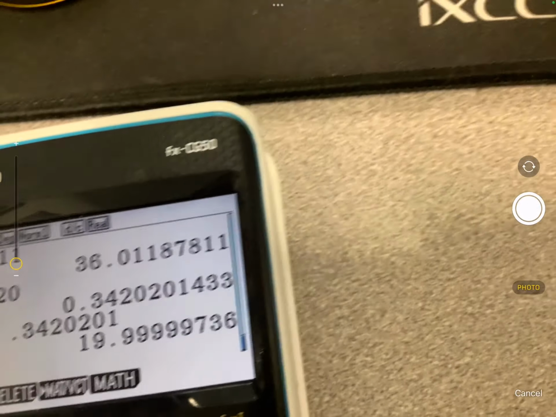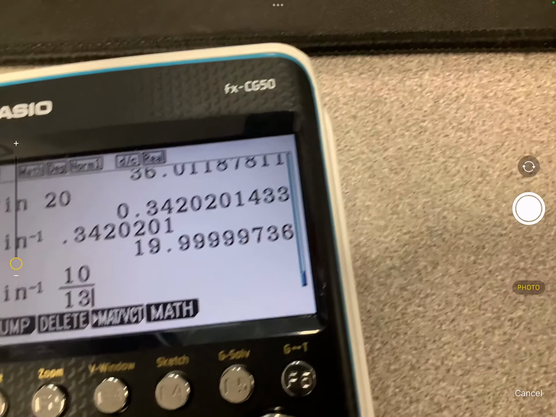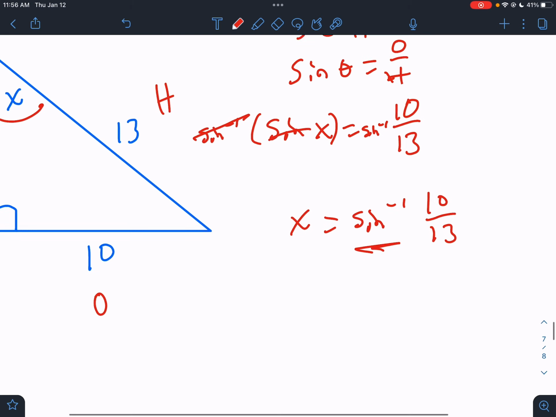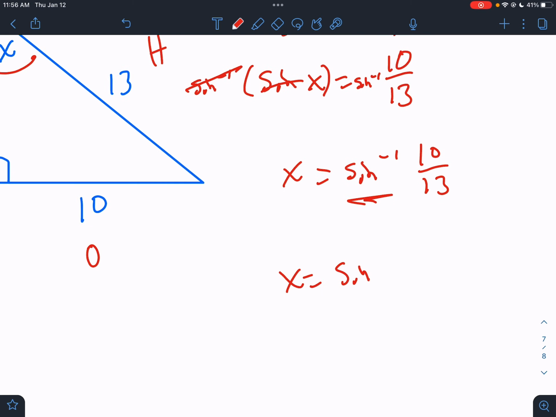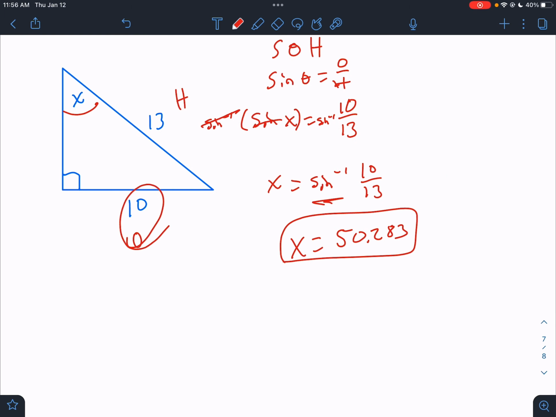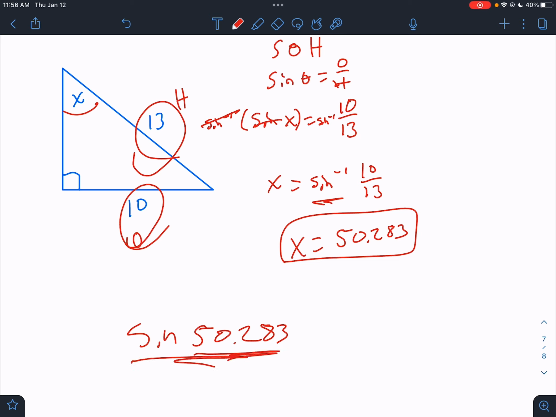So for ours, we're going to do the inverse sine of 10/13. That's our angle. So x equals the inverse sine. Oh, I already wrote that down. Inverse sine of 10/13 is 50.283 degrees. That's the angle that produces this ratio of 10/13. If you type in sine of 50.283, you would get roughly whatever 10 divided by 13 is.